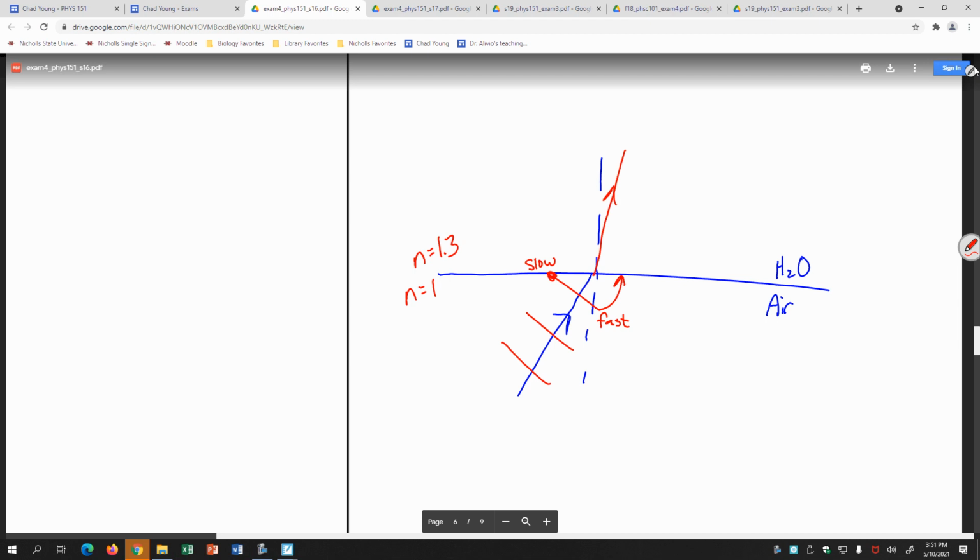You do need to know that the index of a vacuum is 1, okay? And any medium above that is bigger than 1. The index of refraction is always at least 1. I'm pretty sure I don't require you to know that of water or glass, but if somehow it slipped through, you can ask me.